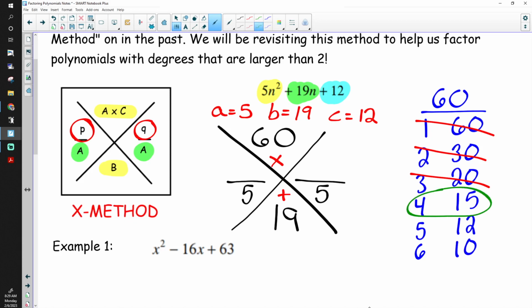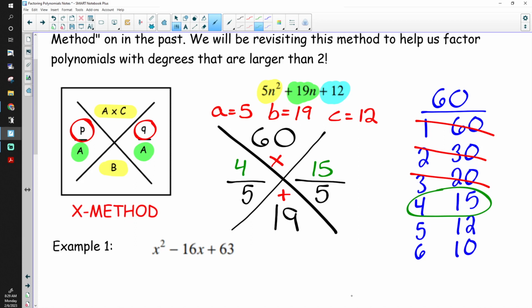4 plus 15 is 19. And 4 times 15 is 60. That means those are my winners. Okay, so I put a 4 and a 15 on the left and right side. Okay, that's the hardest part. So this left and right side are what's going to help me get my factored form.